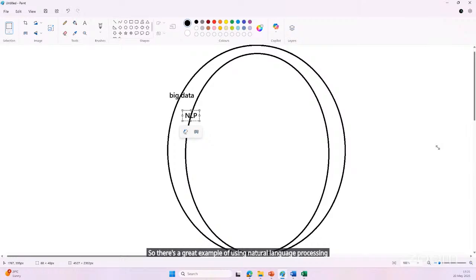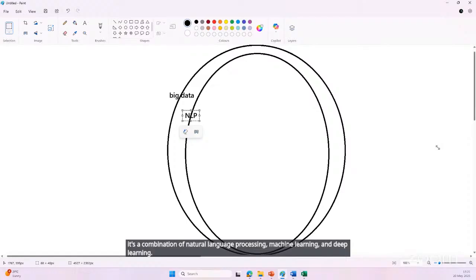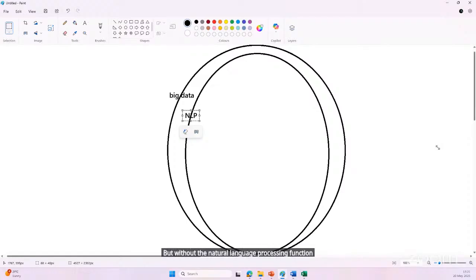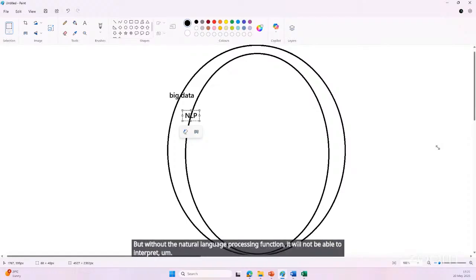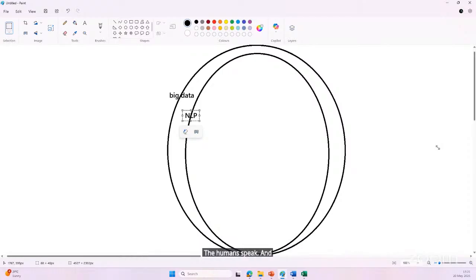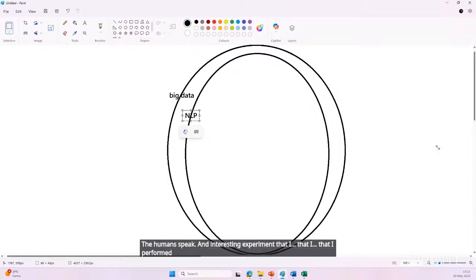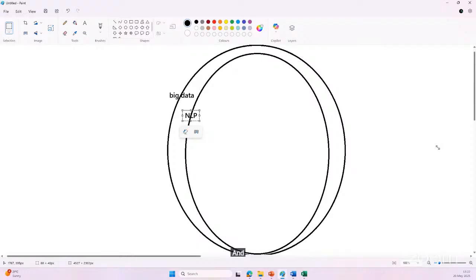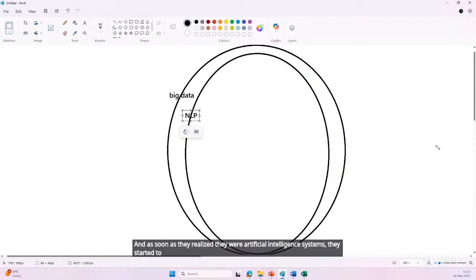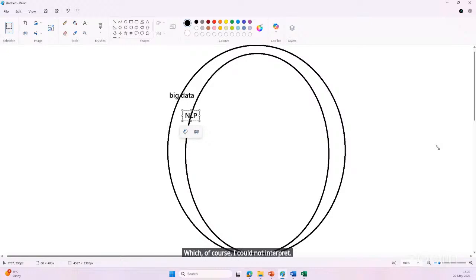There's a combination of natural language processing, machine learning, and deep learning. But without the natural language processing function, it will not be able to interpret human speech. And an interesting experiment that I performed is I had two artificial intelligence systems communicate with each other. As soon as they realized they were artificial intelligence systems, they started to speak their own language, which of course I could not interpret. So I thought that would just be interesting to mention.